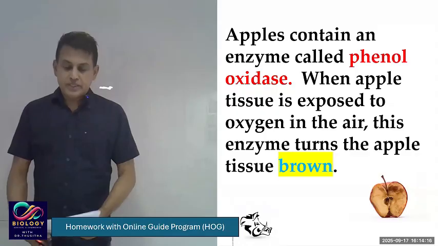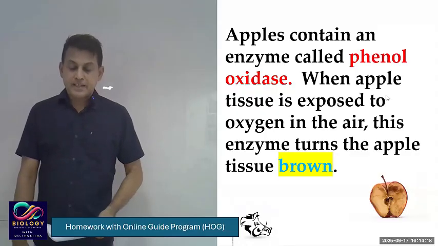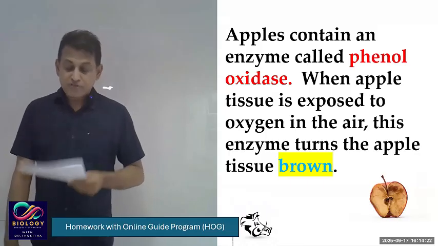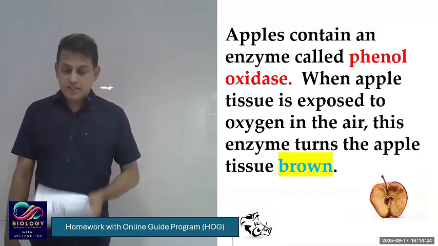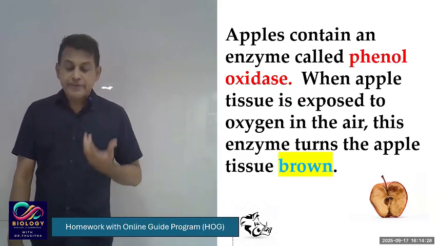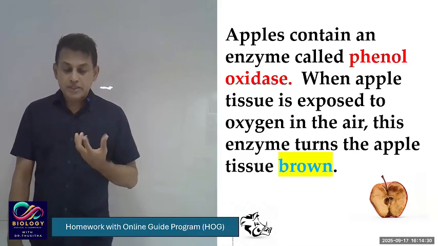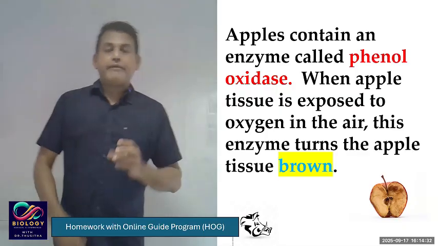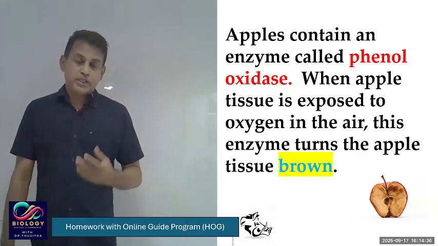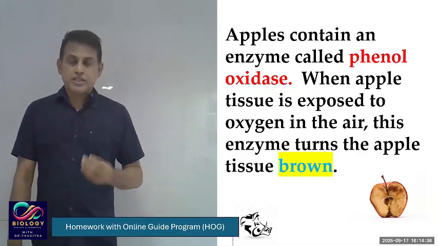The first question is, apples contain an enzyme called phenol oxidase. When apple tissue is exposed to oxygen in the air, this enzyme turns the apple tissue brown in color. Right, this is a normal phenomenon. We have observed this kind of thing many times.